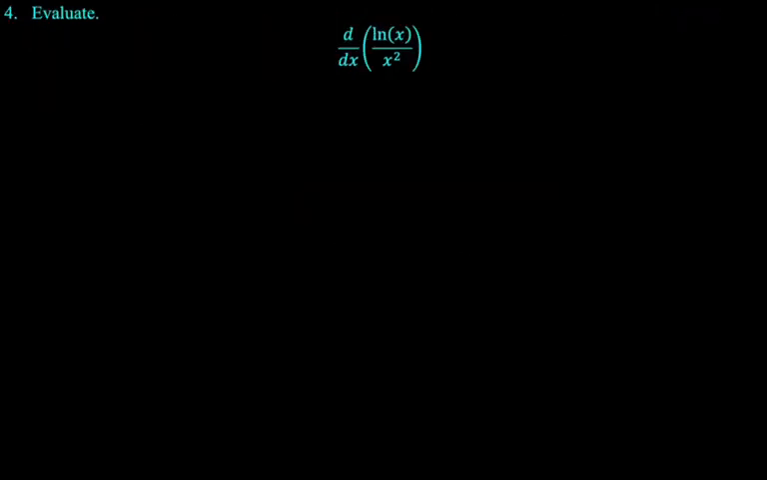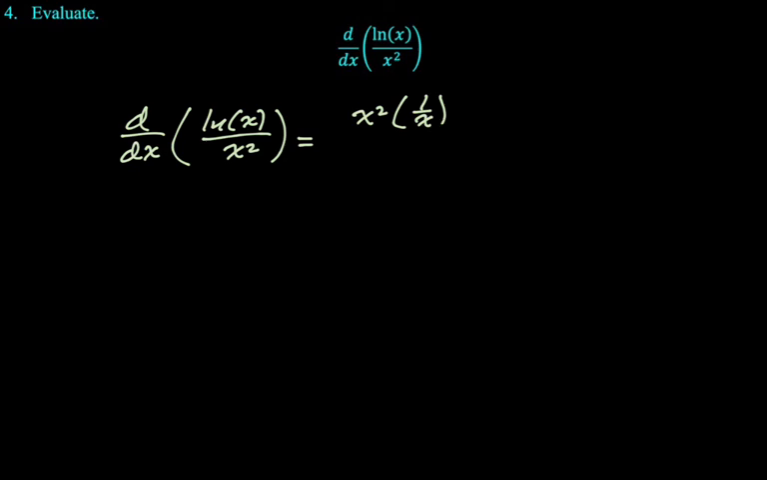All right, next. Evaluate the derivative of natural log of x over x squared. So this is just a quotient rule problem. So the derivative of, all right, let's do it. Bottom times derivative of the top, which is 1 over x, minus top, which is natural log of x, times derivative of the bottom, which is 2x, so 2x natural log of x. All over the bottom squared, which will be x to the 4th.